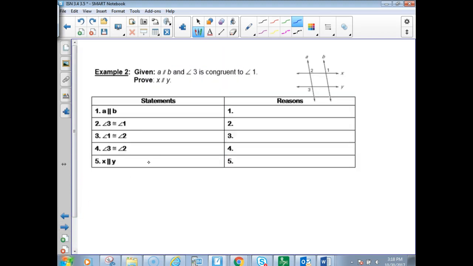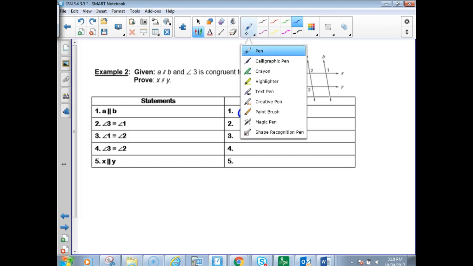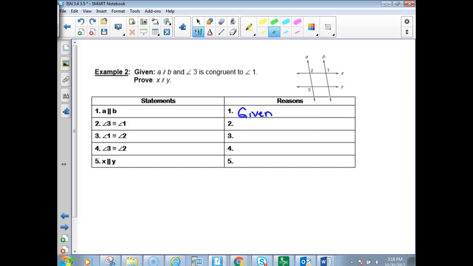Now we got a proof we're going to do. Okay, now let's, because we got one on the test tomorrow, right? Very similar. Lines A and B are given to be parallel. Okay, so I am going to highlight that on my picture. Now, we are also told that angle 3 is congruent to angle 1. There is no special reason.